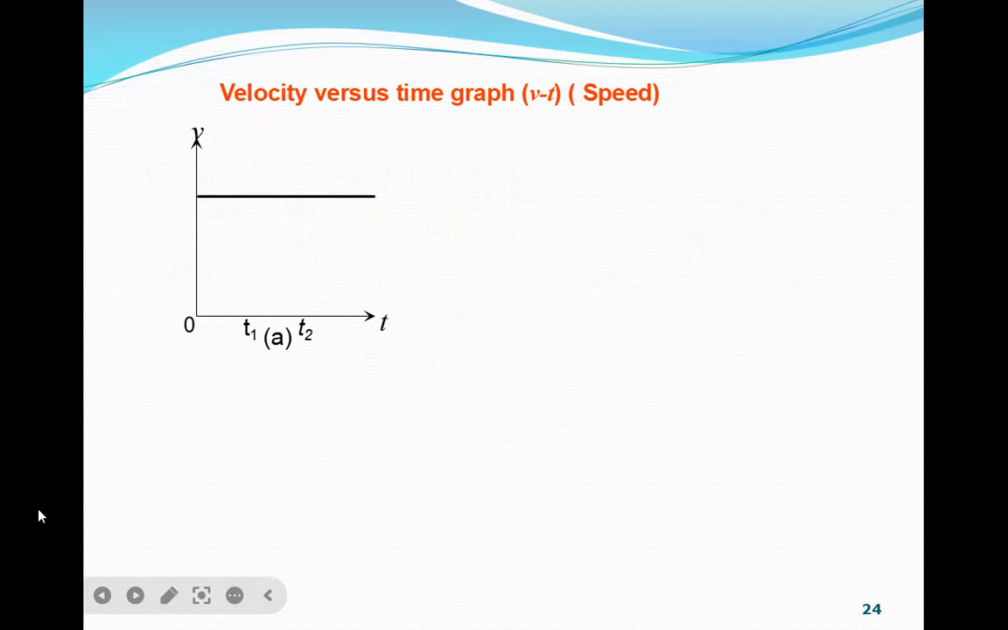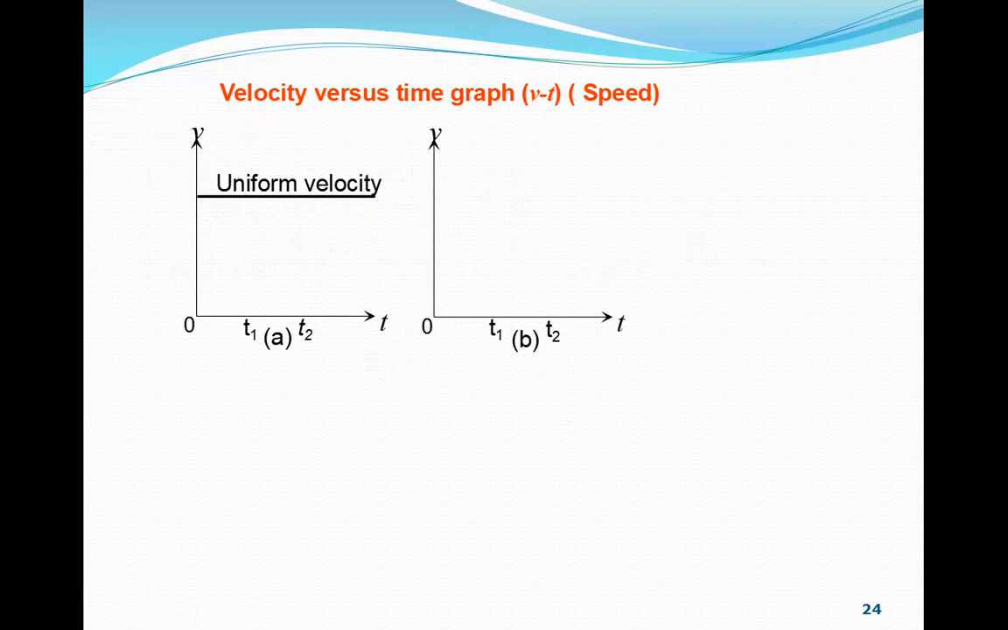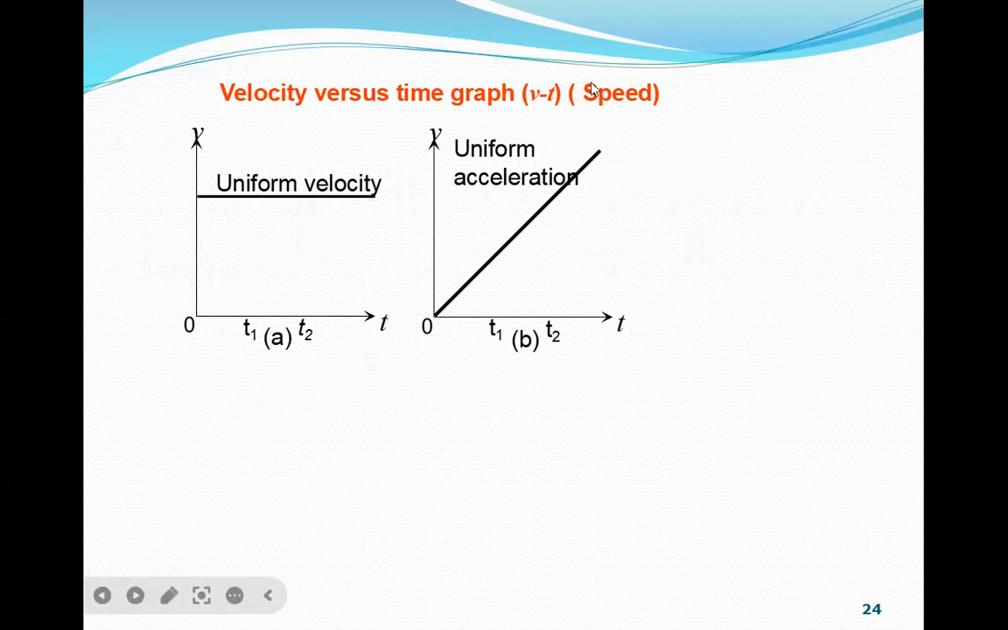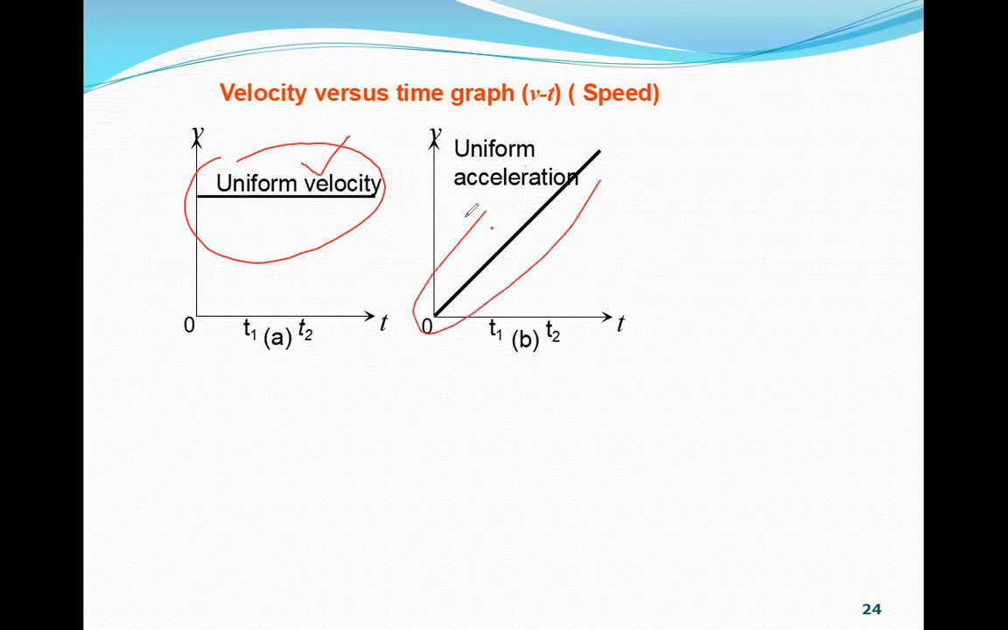Now come to the next. In this type of graph, the velocity is uniform. In the next graph, this line shows the gradient is constant. It means the acceleration is uniform here. This line, in the VT graph, means the object is moving with uniform velocity. This line shows uniform acceleration, meaning the velocity is increasing, but the acceleration is uniform.